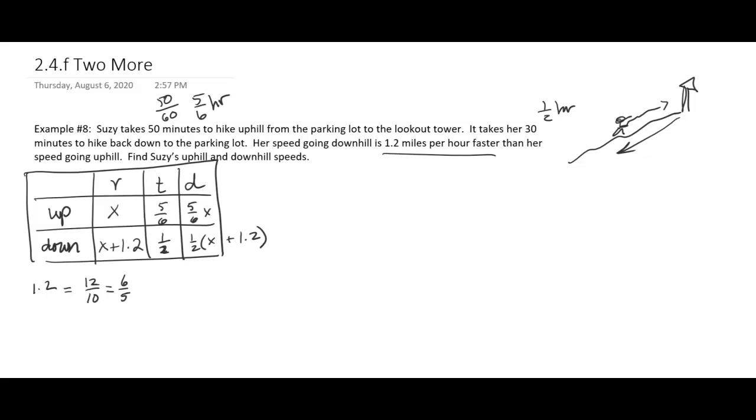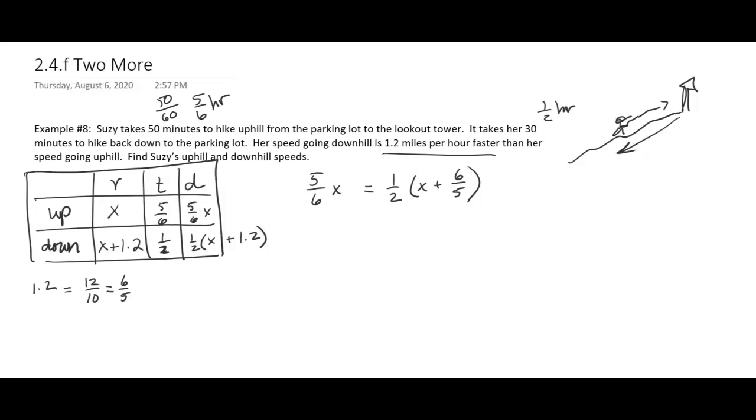Keep them all fractions. You were thinking, let's go with the decimals, but I think we'll run into trouble with that 6. We'll get a repeating decimal. Okay, so 1.2 is the same as 6/5. I'll put that in at the next part. Okay, so how far she goes up to the tower, that distance going up has to equal how far it is to come back down. The distance is the same. Okay, so that's our equation. 5/6x equals 1/2 x plus 6/5.